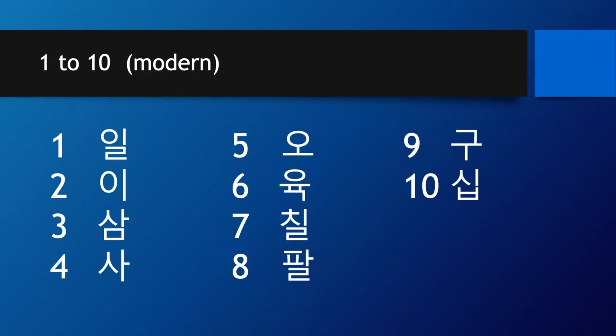9 is 구. 10 is 십. Okay, let's repeat. 일, 이, 삼, 사, 오, 육, 칠, 팔, 구, 십. That's the modern numbering system from 1 to 10.